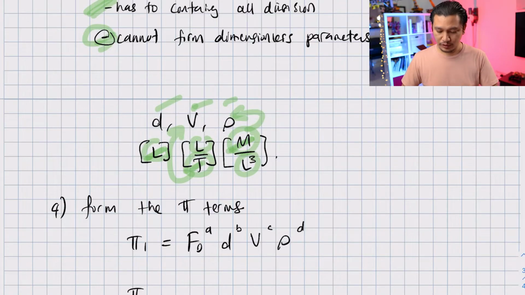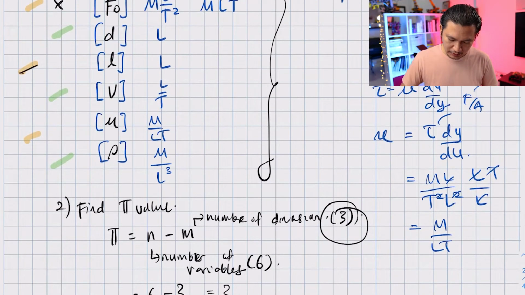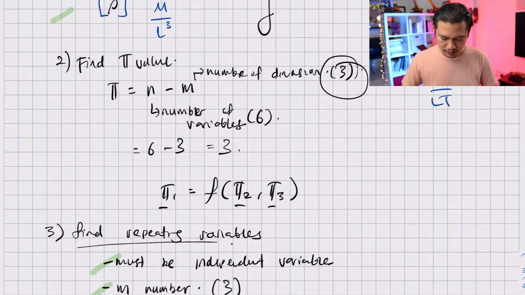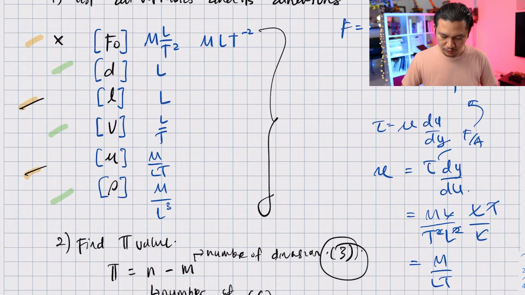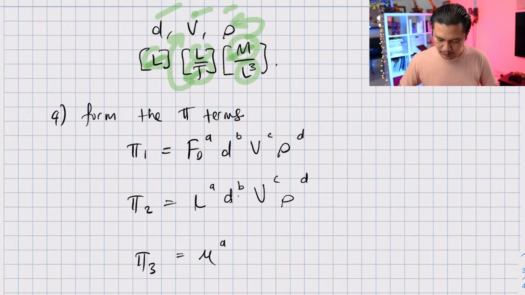Right now, just follow the same step. So, for pi 2, you have here L. So, we're going to combine that. L to the power of a, d to the power of b, v to the power of c, and rho to the power of d. And finally, for pi 3, we have one more left. This is mu. So, mu to the power of a times d to the power of b, v to the power of c, and rho to the power of d. And of course, our job now is to find what is a, b, c, d, and we will be done.